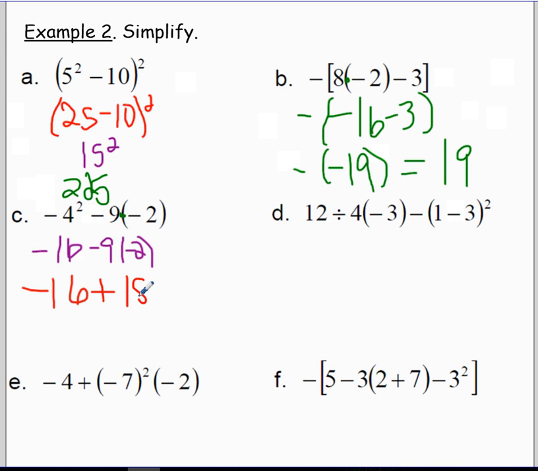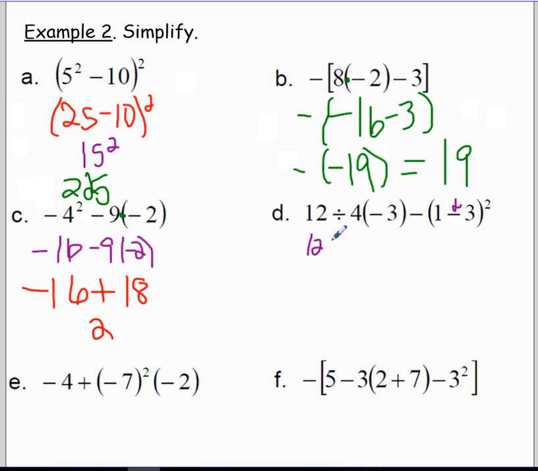And if we combine negative 6 plus 18, we get a positive 2. For D, we have parentheses here that has something involved in it. So that's where we attack first. So everything else drops down.